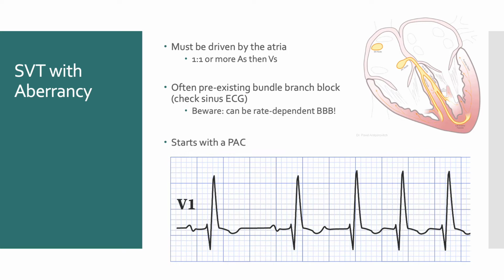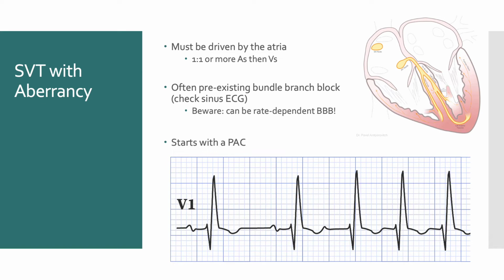The second feature is to look at the baseline ECG for baseline conduction abnormalities. Patients with SVT with aberrancy often have baseline bundle branch blocks and have a wide QRS to begin with. And when they go into SVT, the same wide QRS just becomes faster. However, it's important to note that some bundle branch blocks are rate dependent, and the patient may have a baseline QRS which is narrow, but develops a bundle branch block when the rate accelerates during SVT. The third feature is the initiation.